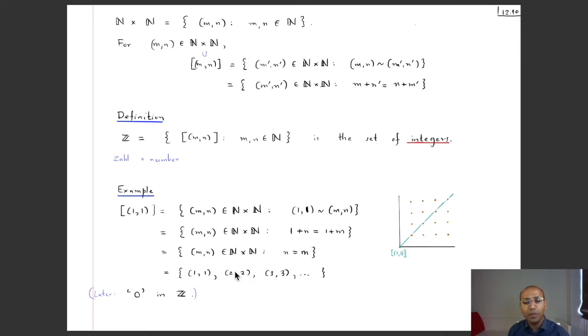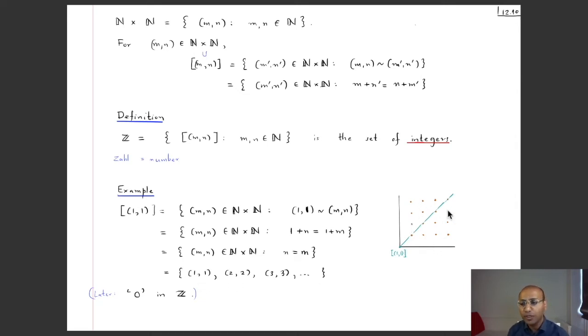So this can be depicted pictorially as follows. Here is sort of the x-axis, here is the y-axis, and over here you have the natural numbers 1, 2, 3 and so on, and here also you have the natural numbers 1, 2, 3 and so on. So these orange dots then represent N times N. It's this infinite grid in the first quadrant. For example, this is the point (1, 1), this is the point (2, 2), this is the point (2, 1), this is the point (1, 2) and so on.